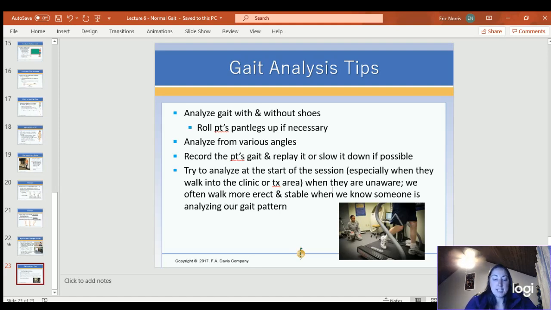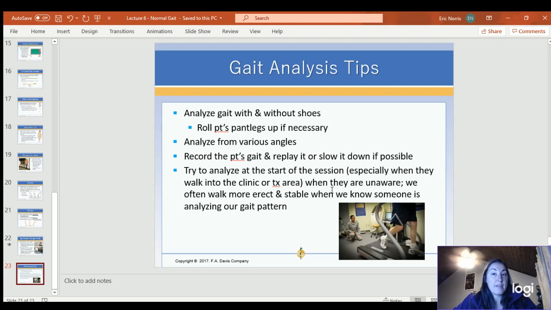And then try to analyze them at the beginning of the session when they really don't know that you're watching them walk, because just like with taking somebody's respiratory rate, as soon as you tell them that you're taking their respiratory rate, they start controlling their breathing and being more intentional. And even if they're trying to tell themselves, don't, just breathe normally, they're so aware of their breathing, it changes the respiratory rate. Same with walking. If you say, okay, now I'm going to watch you walk, all of a sudden they straighten up and they're real careful about the way they're stepping and trying to walk with good form, versus if you just walk them or watch them on the way in, it might be an entirely different walk.